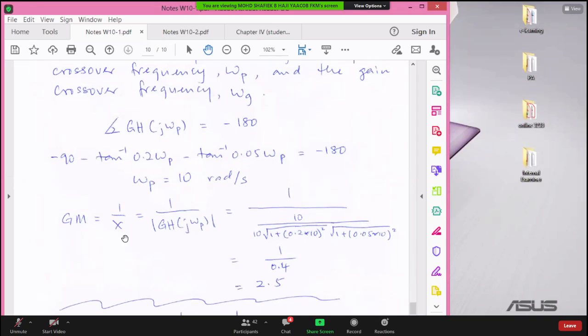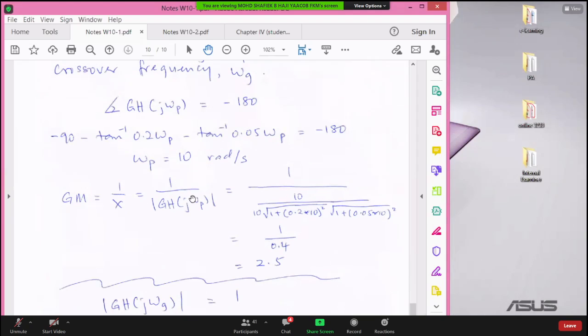And then from there, you can now compute the gain margin. Once you get this phase crossover frequency, which is 10, all you need to do to compute the gain margin is to compute the magnitude at this particular frequency, and then 1 over that is your gain margin. Okay, so now it's 1 over the magnitude.